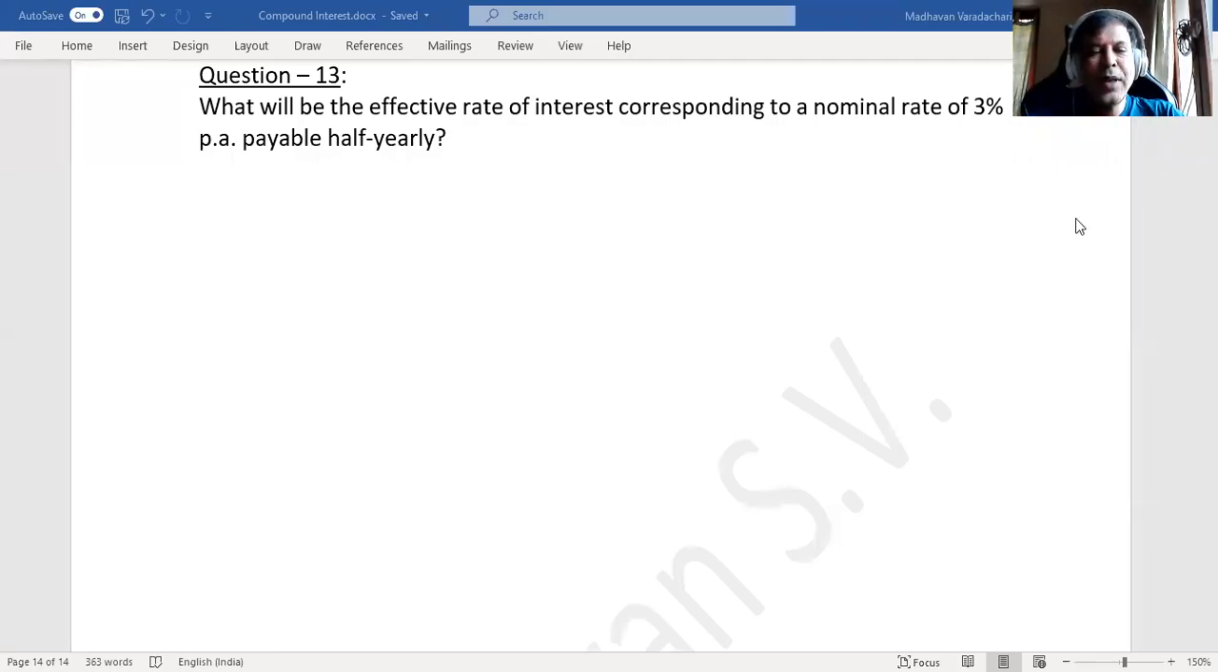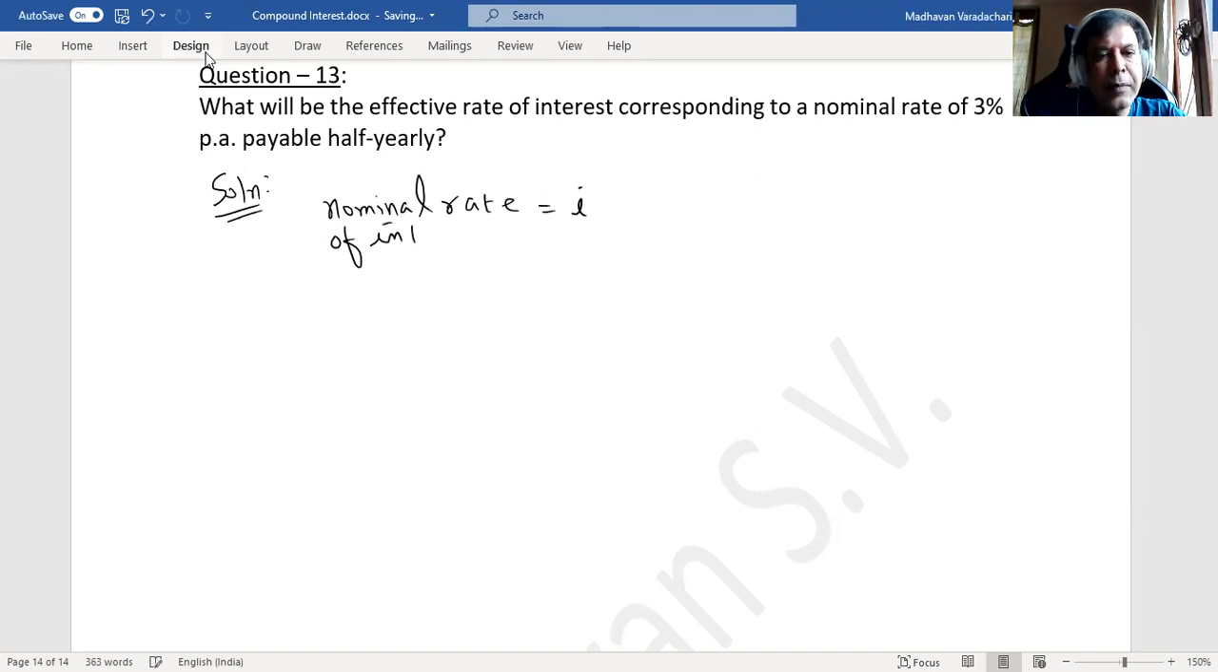Hello everyone. In continuation to various numerical problems on compound interest, we had also seen one problem on depreciation. Now this is to find out the effective rate of interest for a given nominal rate of interest. So here we will consider the nominal rate of interest as small i, that is given to be 3% per annum or 0.03 per annum.